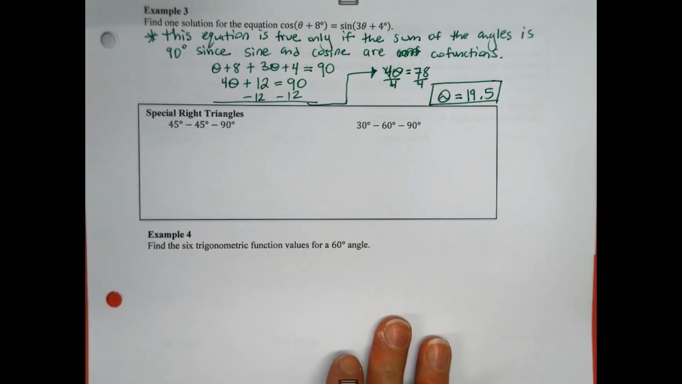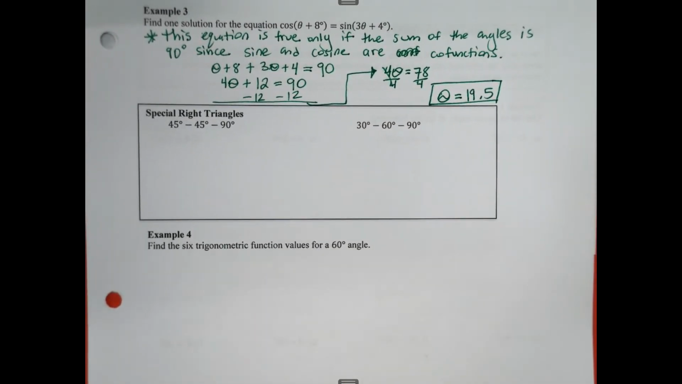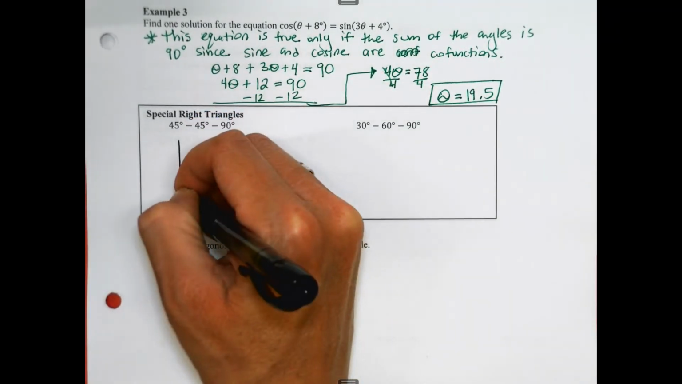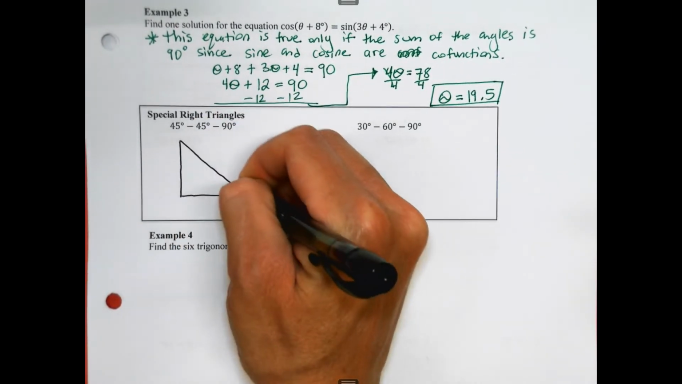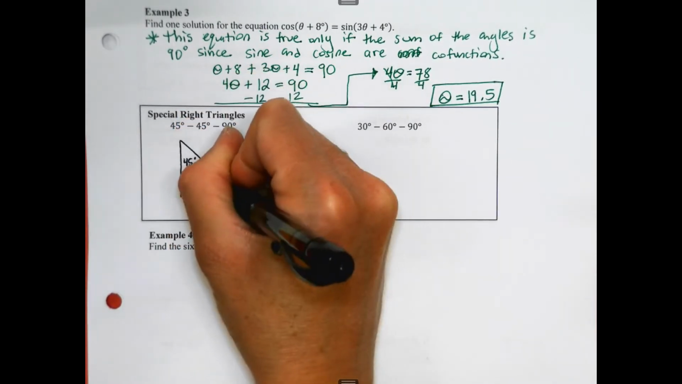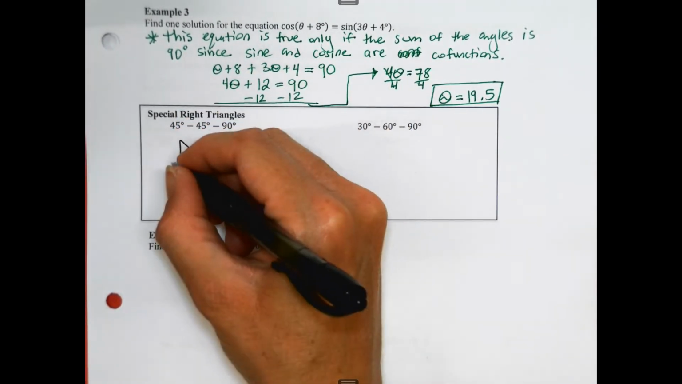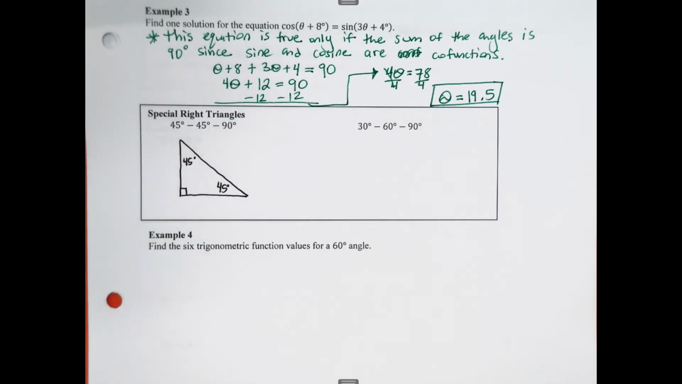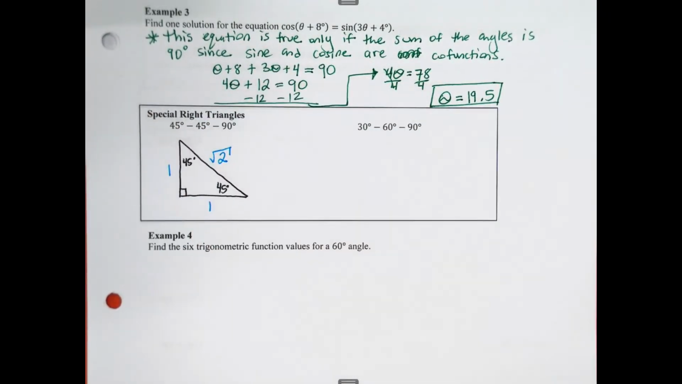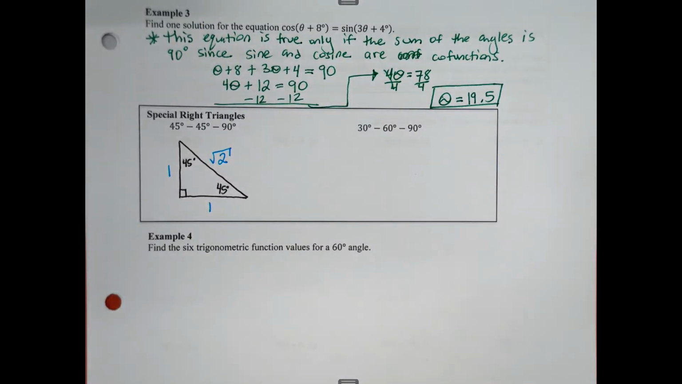Now we're going to talk about special right triangles. So you saw special right triangles in geometry, and you saw special right triangles in algebra 2. Remember, if we have a 45, 45, 90 triangle, we know that the two sides have a length of 1, and our hypotenuse has a length of the square root of 2. That's a standard 45, 45, 90 triangle.